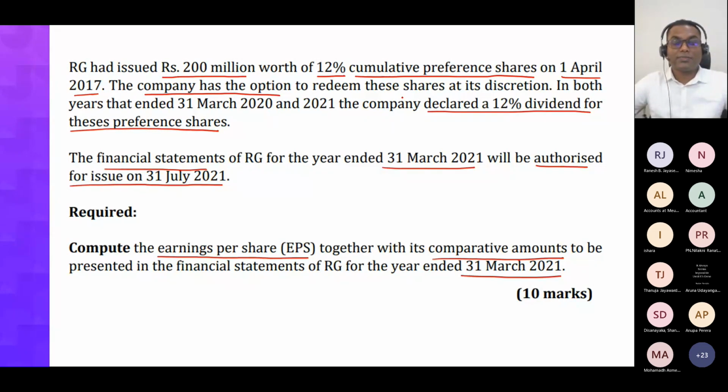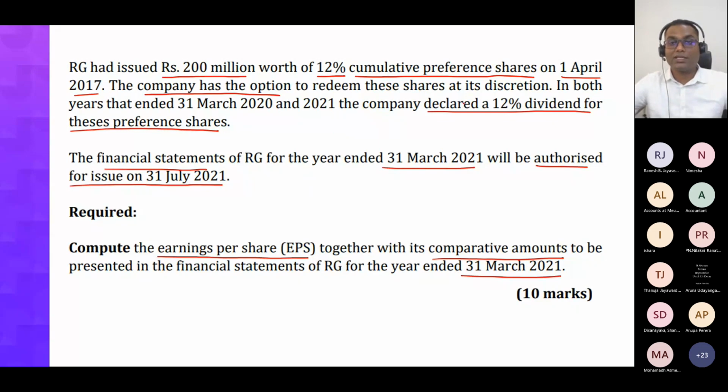Then thereafter, this particular preference share is cumulative. That means if the dividends are not declared in a particular year, that has to be paid subsequently. So it doesn't matter whether the dividends are declared or not, it has to be deducted when computing the EPS. But in this particular question, it was clearly mentioned that even though it is cumulative, dividends have been declared at 12% for both the current year as well as the previous year. So we need to deduct that.